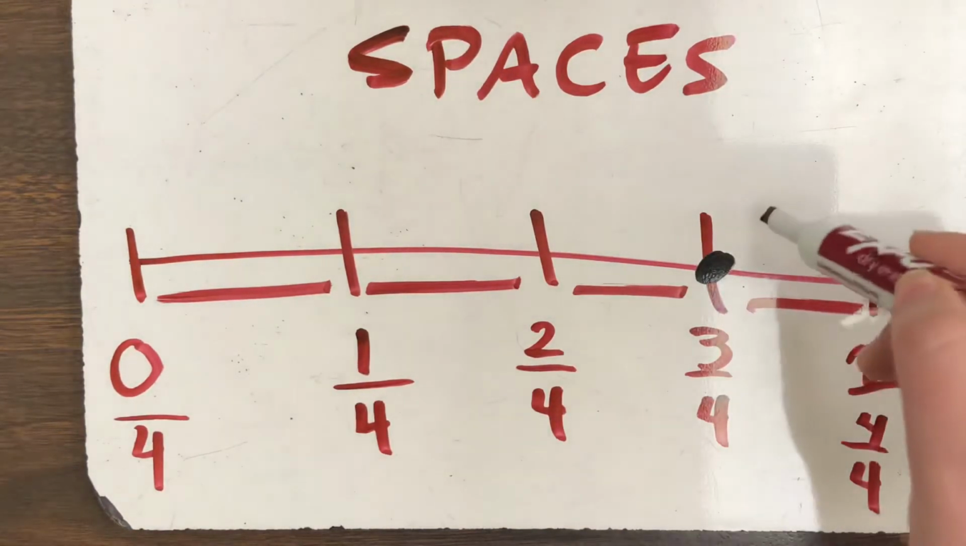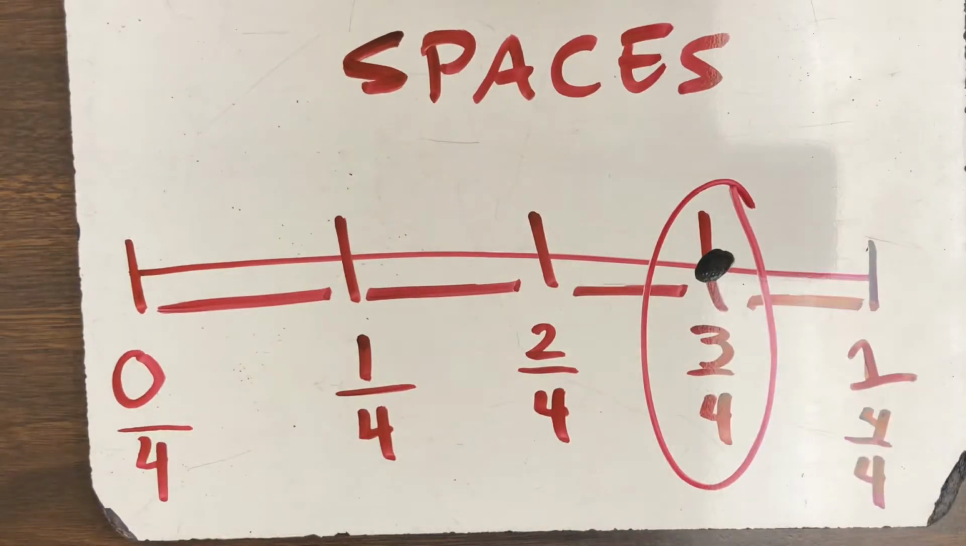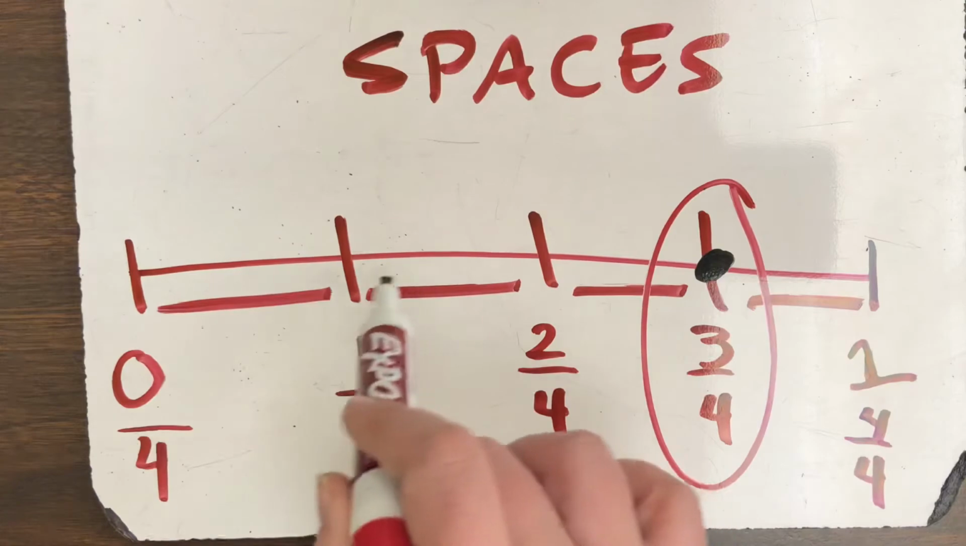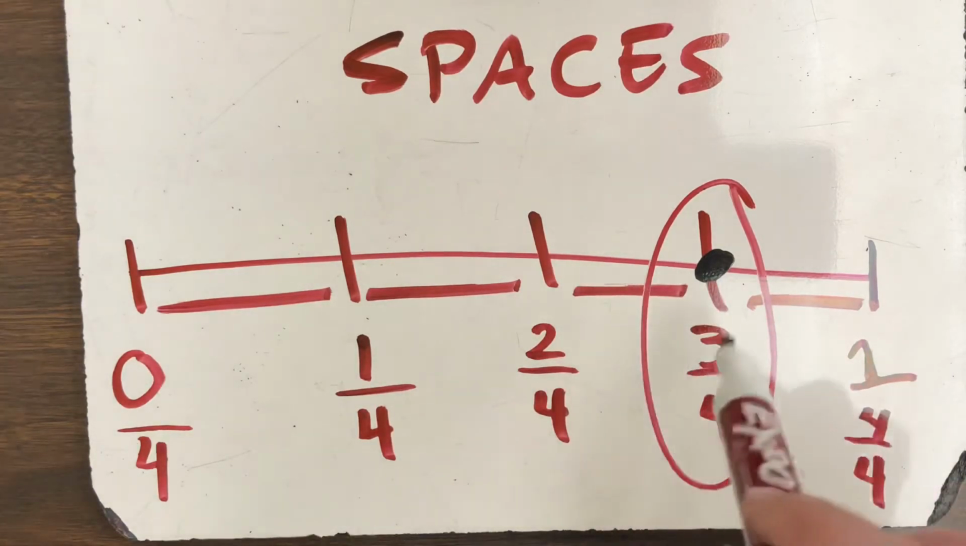So specifically for this point, we're looking at 3/4. And again, the way I got that is I have 4 sections, which is my denominator, 4 total sections. Our total is our denominator. And then I counted the spaces to that point. So 1, 2, 3 spaces, and that is my numerator.